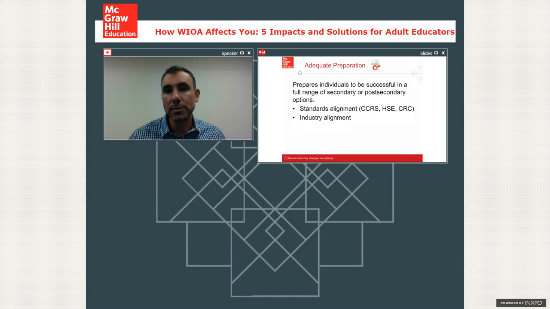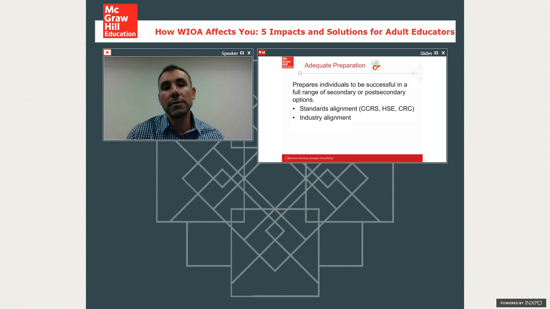Adequate preparation, in terms of what WIOA defines as part of Career Pathways, looks at what is needed to successfully prepare students for secondary or post-secondary options. This is something that's going to be defined in your state plan. Some states are going to define the various tests that are needed. Some states are going to define how you need to be aligning to industry and what sorts of credentials you might need to have students completing.